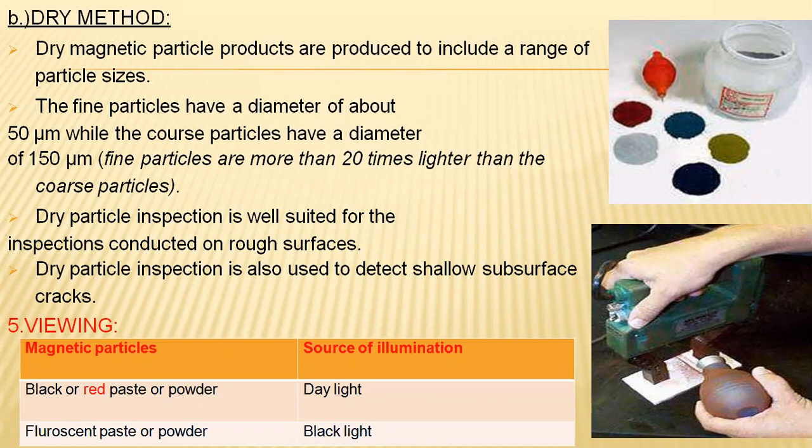Nanoscale range. So it is clearly observed in the case of our microscope technology only. This dry particle inspection is very well utilized for conducting on particularly rough surface areas where we feel it towards our sensitive agitations. And dry particle inspection can also detect shallow subsurface cracks.